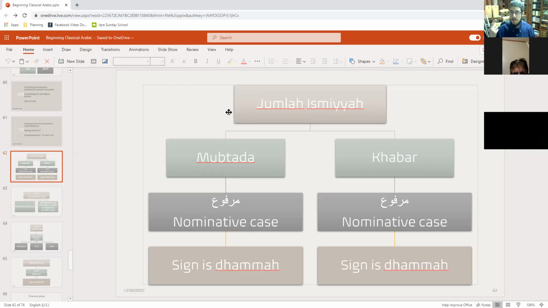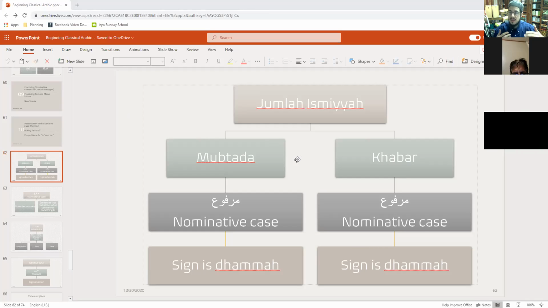Our very first type of mubtada was ism al-ishara, which was a demonstrative pronoun: hada baytun, hada qamisun, and we learned hada and dhalika. This was a very manageable and easy intro into this sentence structure, because we didn't have to worry about whether the first word, the mubtada, had dhamma or what other thing might be going on.